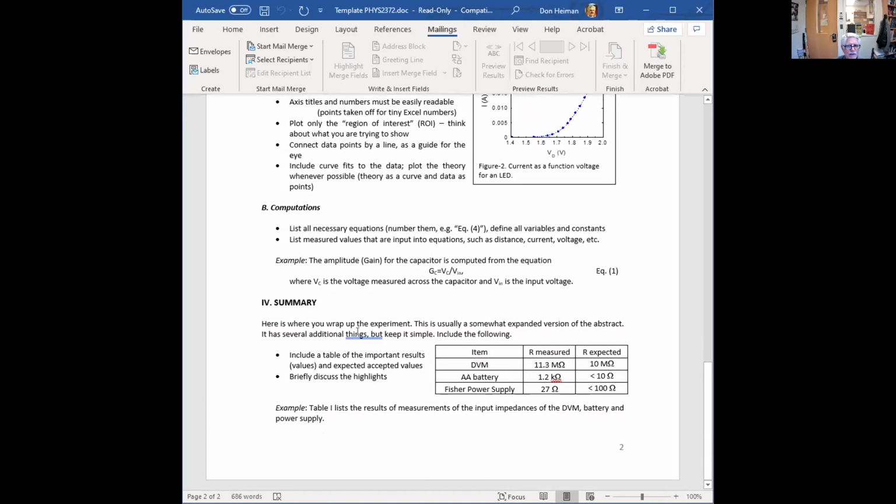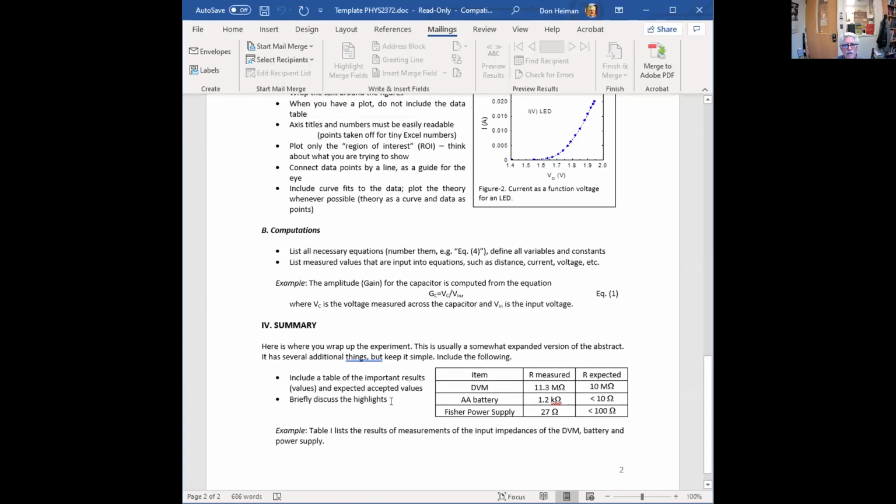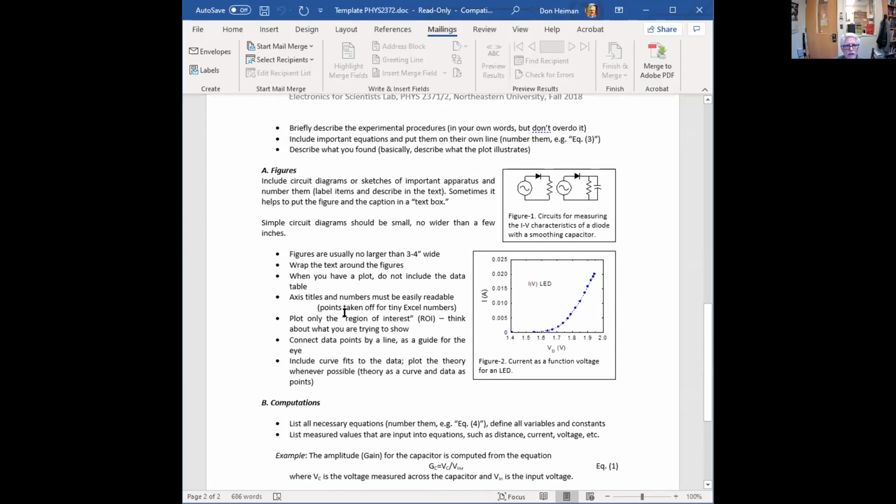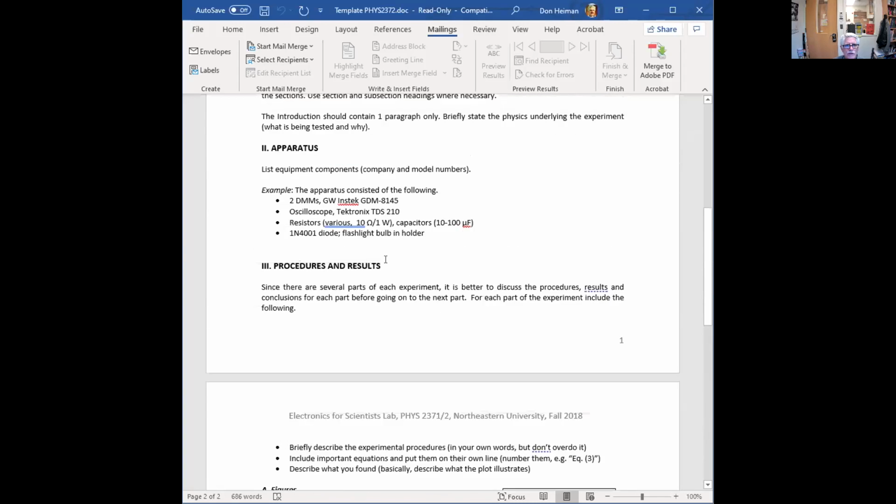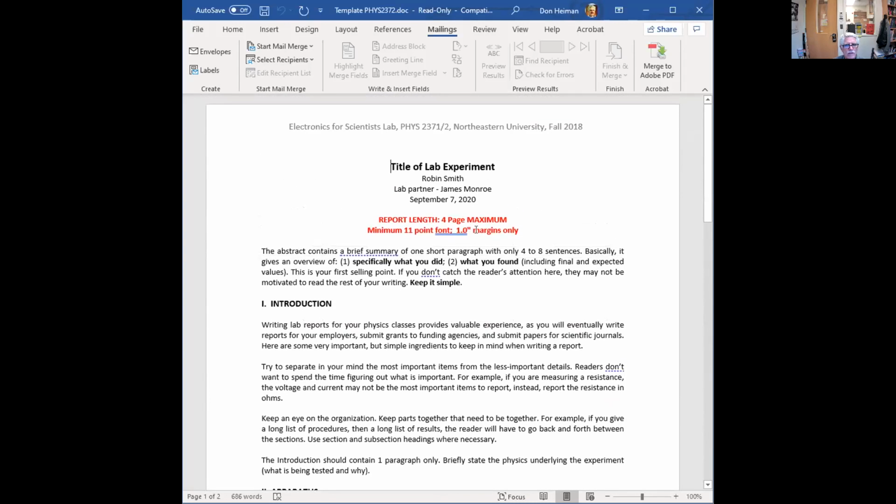Summary is just a slight expansion of the abstract. Here's what I did, here's what I found. And tables are very good for summaries. Here's the item, digital multimeter. The measurement was this. I expected this. The battery internal resistance was this, and I expected this. Okay. Keep it simple. You want to keep under the 4 pages. Anyway, so read through this. You can use this template if you want, or use your own template.